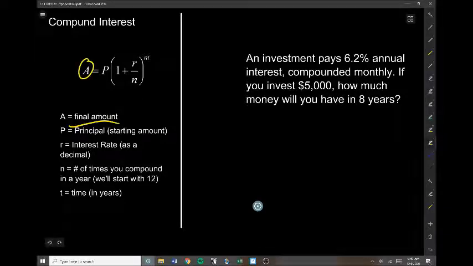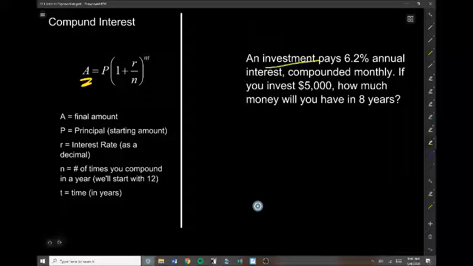A represents your final amount. P is your principal, which is your starting amount. R is your interest rate, written as a decimal. N is the number of times you compound in a year. That's typically going to be 12, but not always. N is going to be the thing you find the most confusing, so we'll talk about it the most. T is time in years. So all we're going to be doing is plugging numbers into this formula to calculate the value of A. We're always going to be trying to find A.